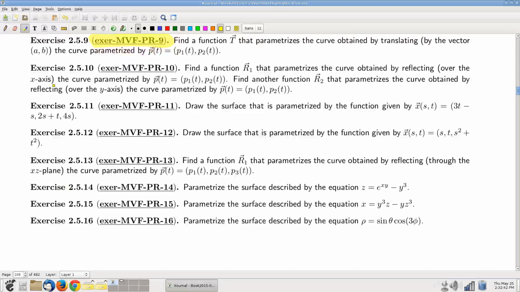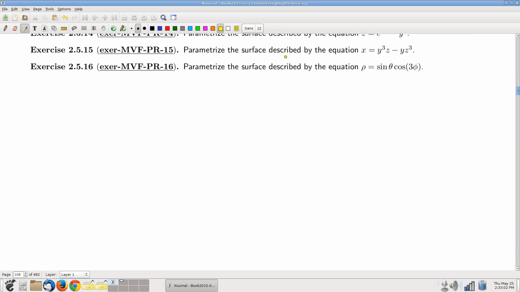Okay, so we're looking at a parametric curve, right? And we want to take that parametric curve, translate it by this specific vector a comma b, and find a parameterization of the resulting curve. So let me draw a picture of what that looks like.